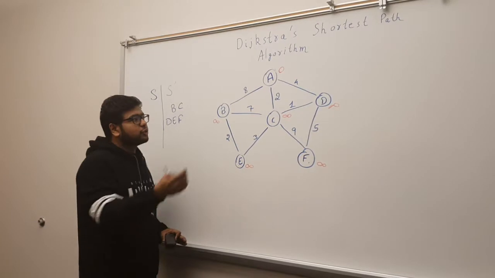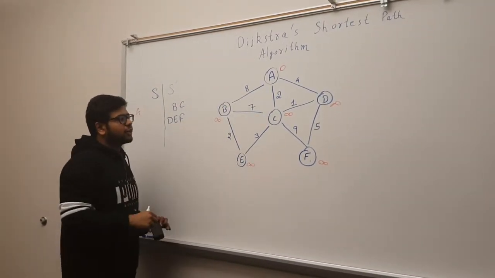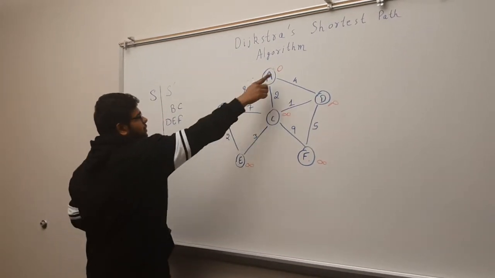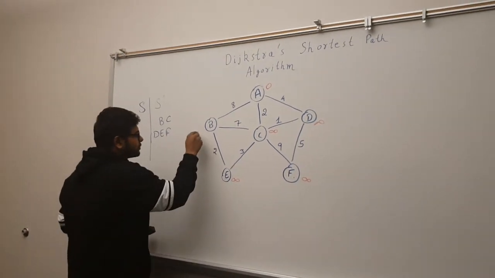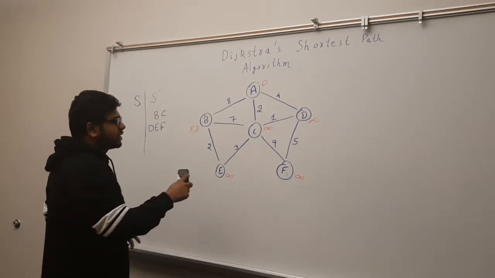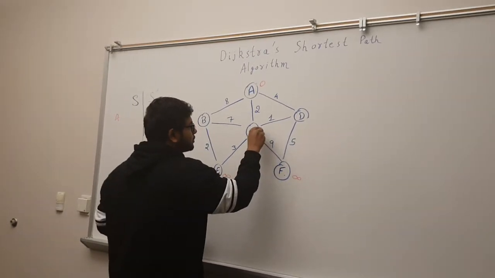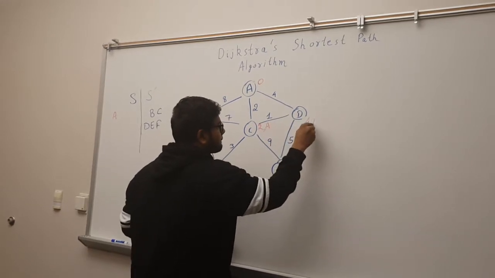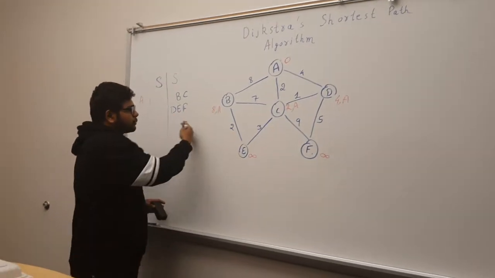So what is the new distance? The new distance is the cost of the parent plus the weight of the edge that connects the node to the parent. So the new distance of B would be 8 plus 0, that is 8. Since this is less than infinity, we'll update this. This is 8, and we'll also store the parent of B as A. Similarly, we'll do this for the other nodes.